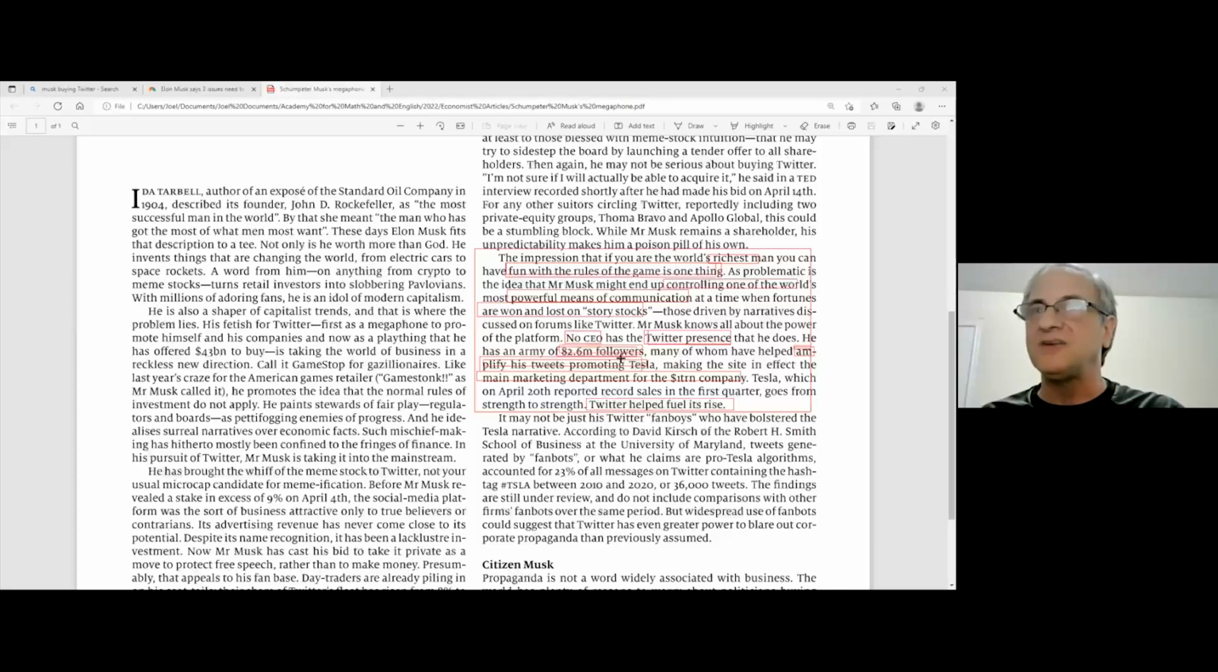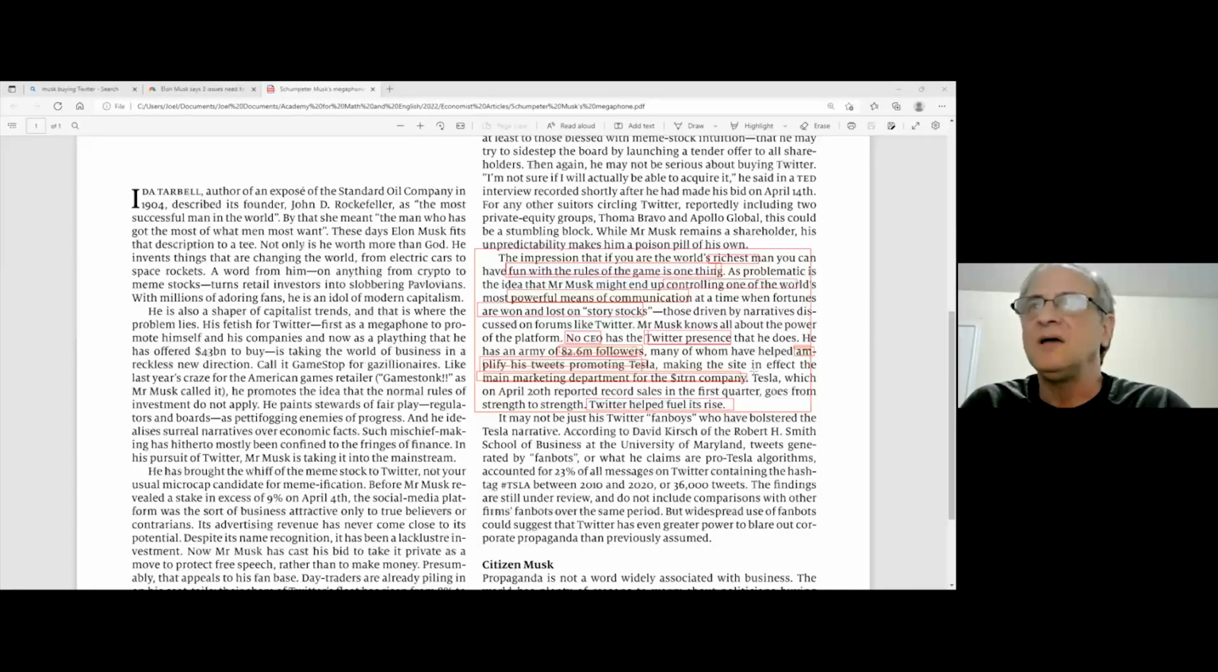Well, that's a big advantage for him. It means that Twitter is like the main marketing department for his $1 trillion company. That's very handy, isn't it? He can tweet on Twitter to say, Tesla, electric cars, get your electric cars. He doesn't have to pay for advertising. He just does it all. And if he owned the company, that would make it even more powerful for him.